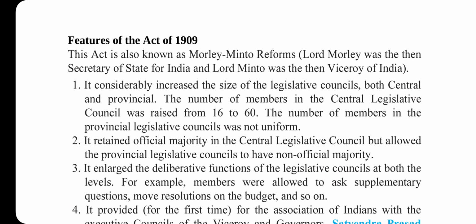And in the case of the Provincial Legislative Councils also, there was an increase in the number, as the number of members was not uniform in different councils. It was proportionately increased. So different provincial legislative councils will have different numbers of members, and based on the number they had, it also increased to a certain number. So both in central and provincial legislative councils, the number of members had been increased.